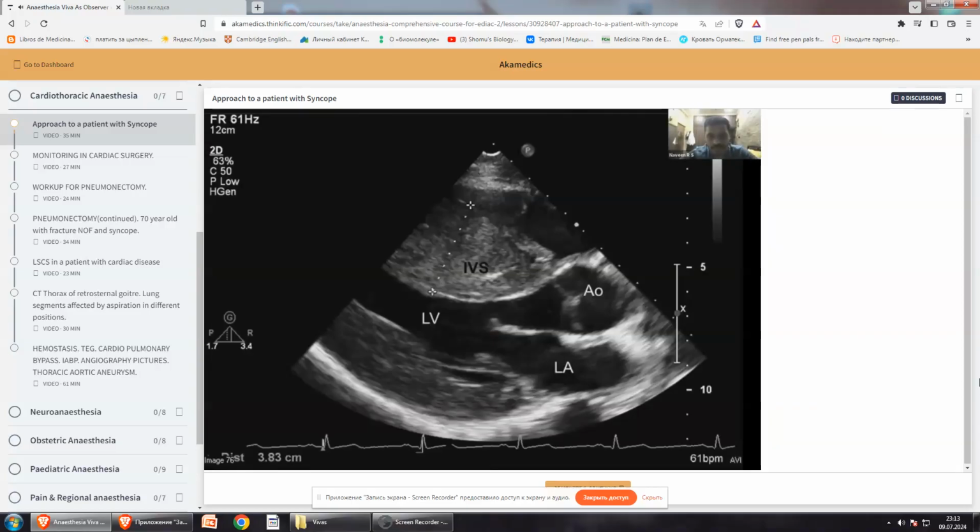I have a 2D echo in front of me. This is a parasternal long axis view, if I'm not mistaken. That's right. Yes. So I can see the left atrium, I can see the left ventricle. I can see a very hypertrophied thick wall of the left ventricle. And as far as the outflow tract is concerned, there is the aortic valve. I think this would suggest a hypertrophied left ventricle.